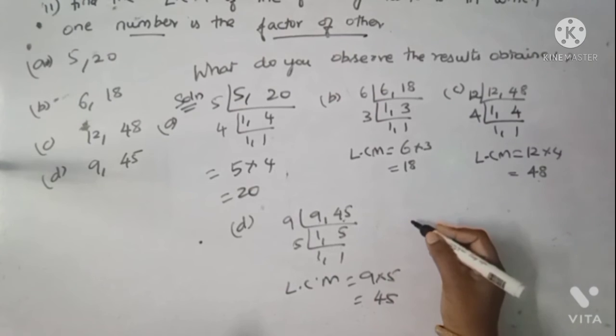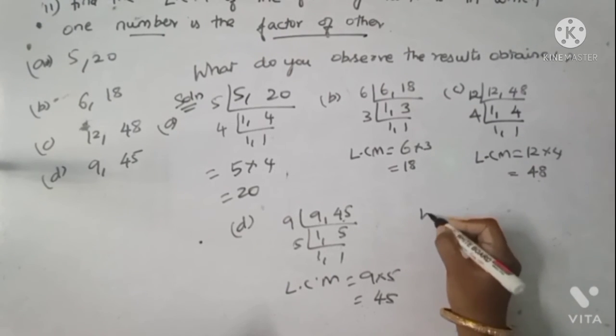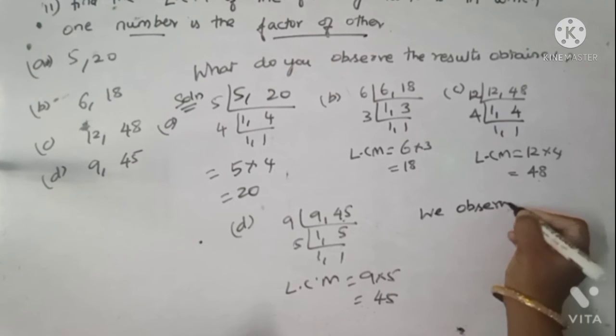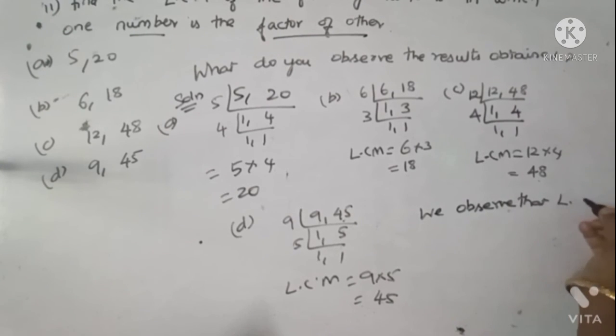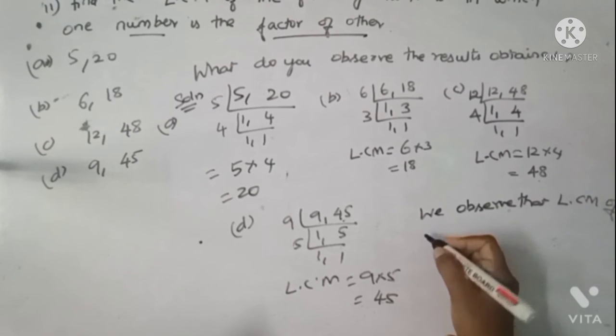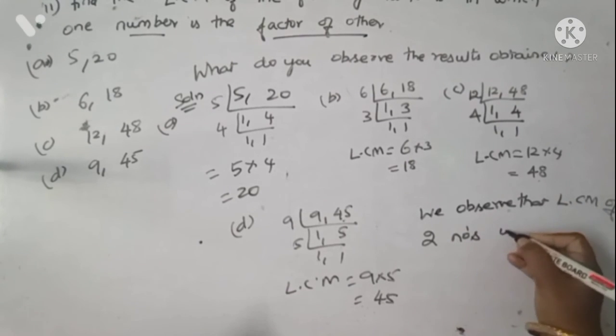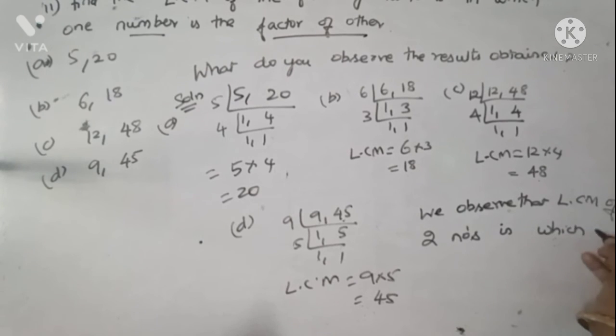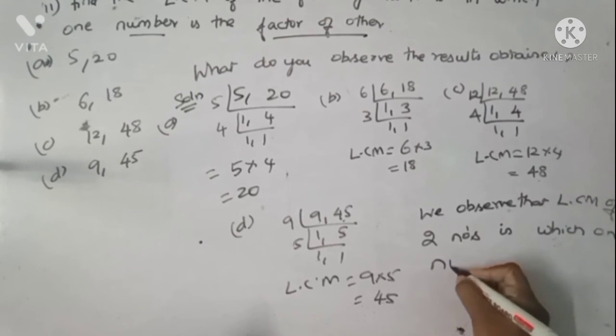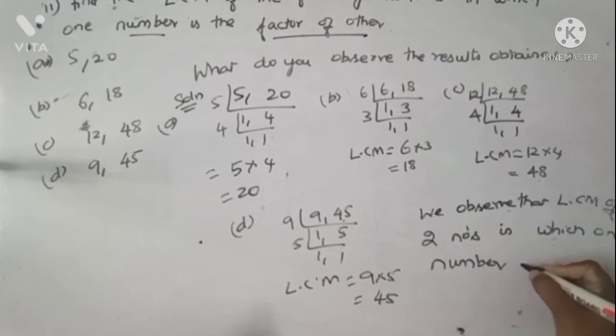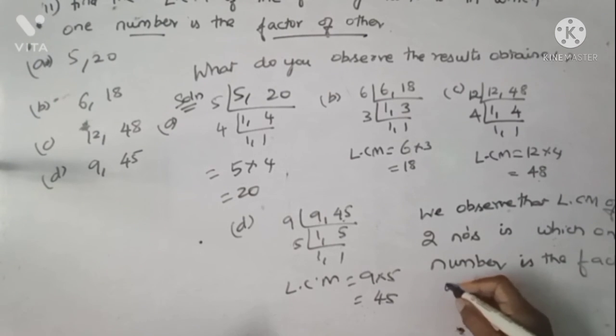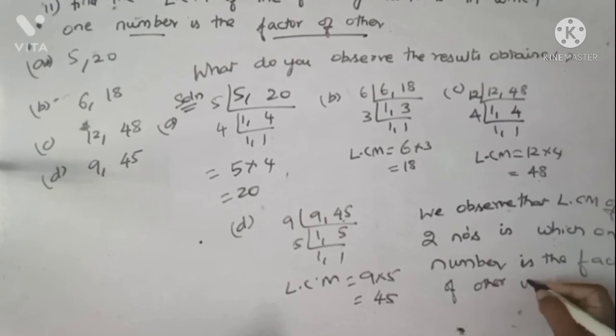So therefore we conclude that we observe that the LCM of two numbers in which one number is the factor of the other is the greater number. Okay, so this is sum number 11.